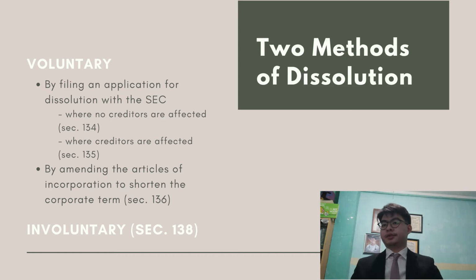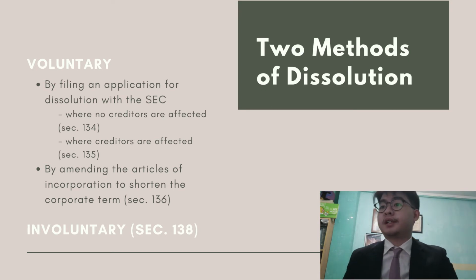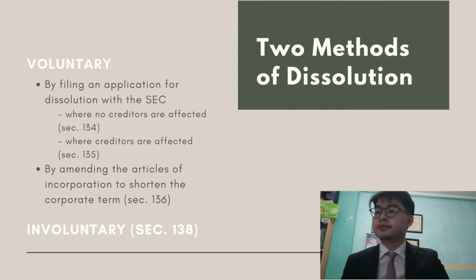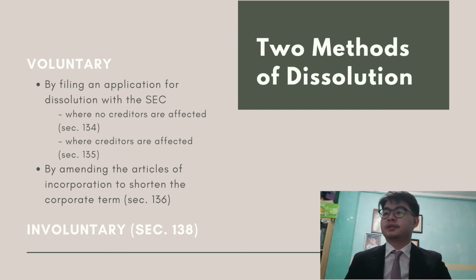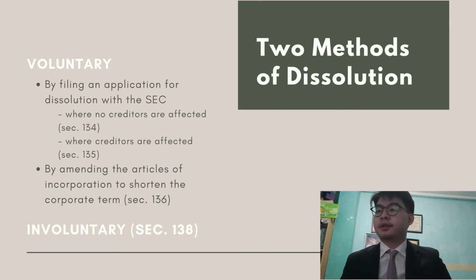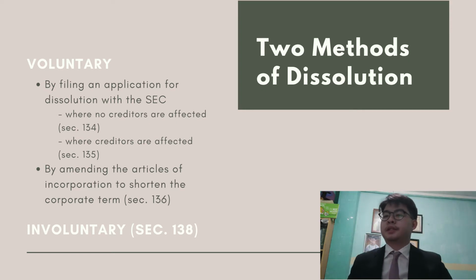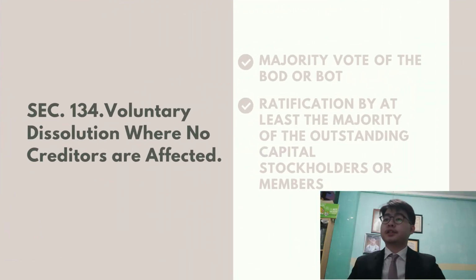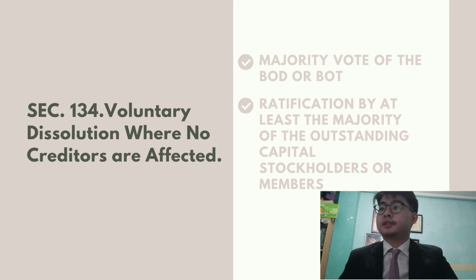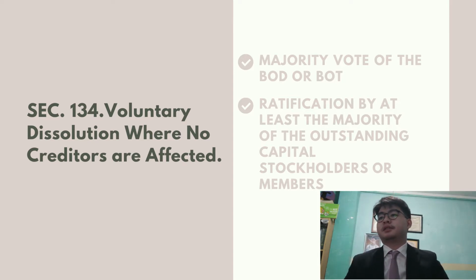Let's start with the first one I mentioned, filing an application for dissolution with the SEC. This also has two methods: where no creditors are affected and where creditors are affected. The first is tackled by Section 134 and the latter by Section 135. So a voluntary dissolution where no creditors are affected is a dissolution of a corporation that does not prejudice the rights of any creditor having a claim against it.